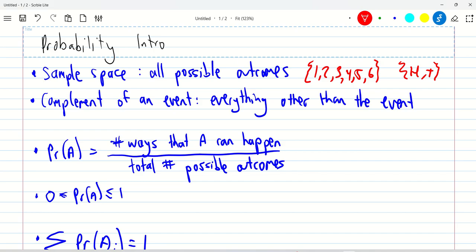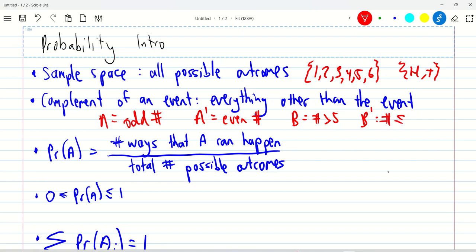Complement of an event is everything other than the event. So if you said that A was, if we go back to the dice, rolling an odd number, then the complement of A, which we write as A dash, would be rolling the even numbers. If B was rolling a number bigger than 5, then the complement of that would be rolling a number that was less than or equal to 5. So it's everything other than that result. Hope that makes sense. That's the complement.